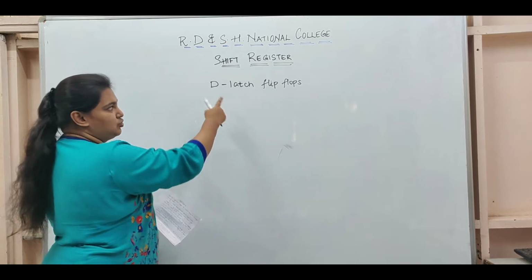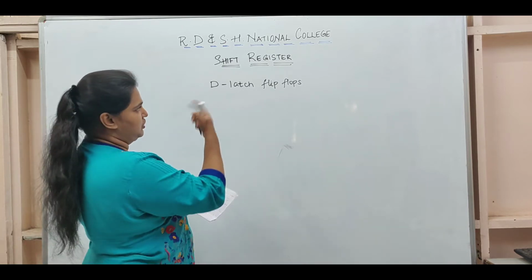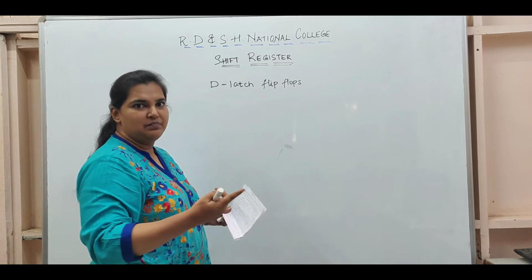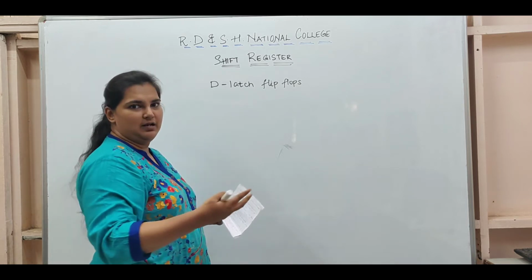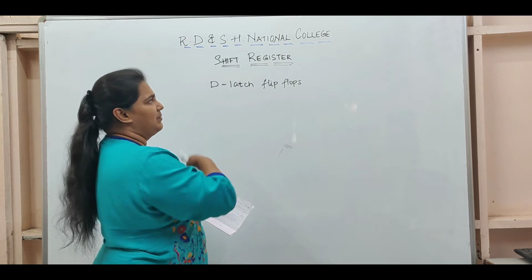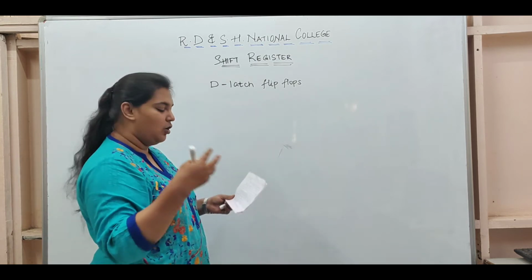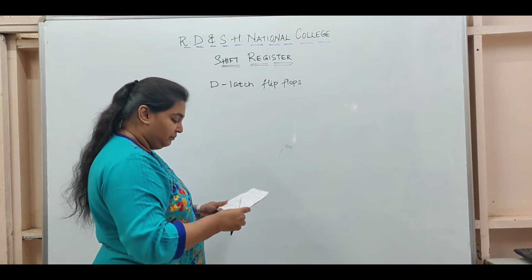And data bits to the shift register can be given in serial format, that is 1 bit at a time, or they can be given in parallel format, that is all the bits can be given together. Similarly, the output can be taken in serial or parallel format.